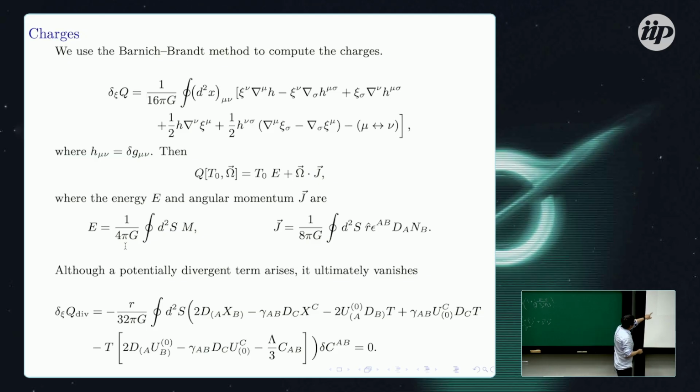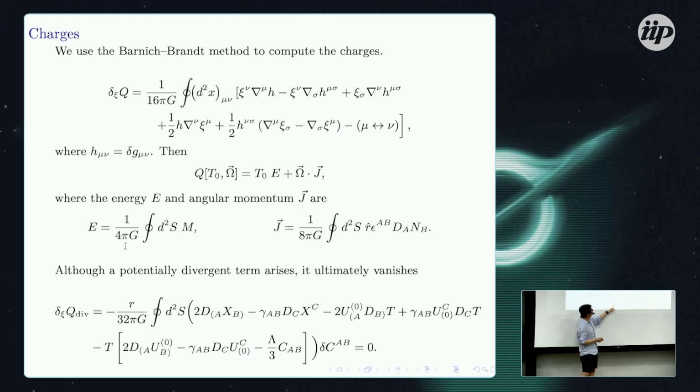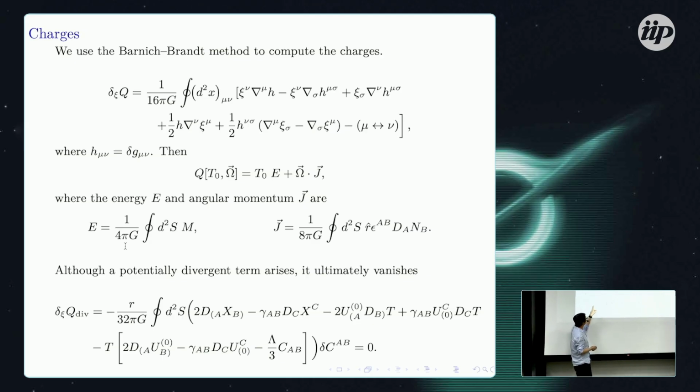And there appears a potentially divergent term, which goes like R. So when R goes to infinity, it diverges. But it's proportional to this term, which is precisely the equation that I wrote before for the parameters. It also depends on this expression, which is the equation that relates the wave with this shift. So this divergence vanishes, and all the charges are finite.